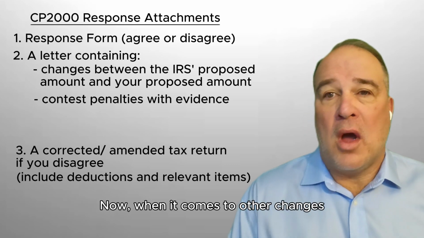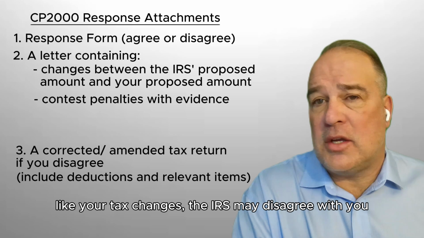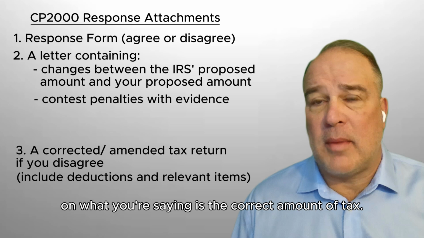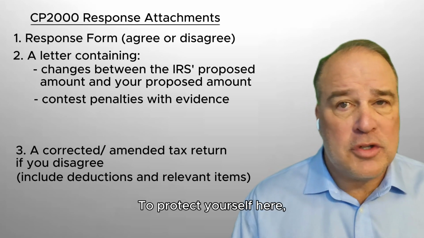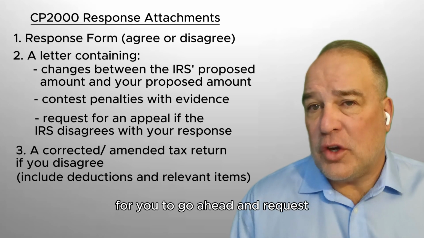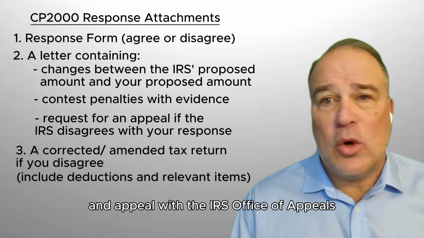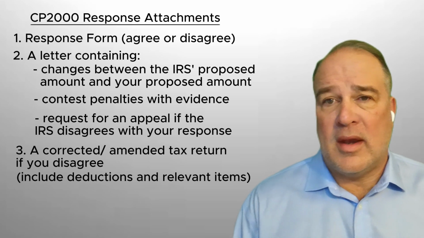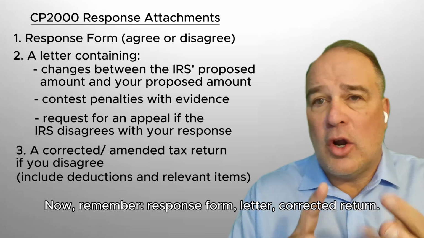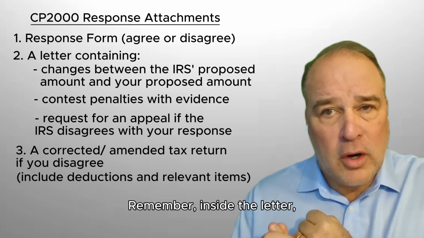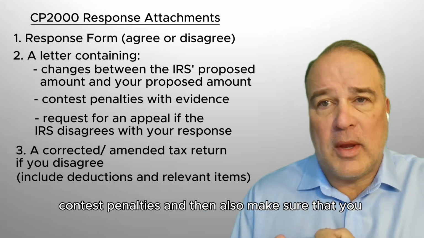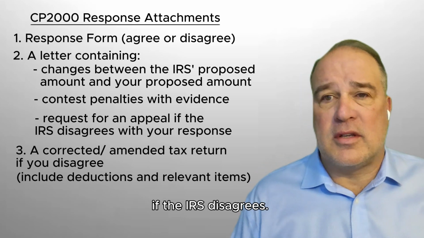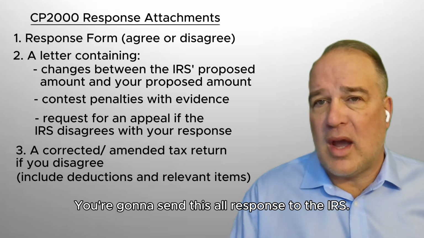Now, when it comes to other changes, like your tax changes, the IRS may disagree with you on what you're saying is the correct amount of tax. To protect yourself here, I want you in your letter to request an appeal with the IRS Office of Appeals if the IRS does disagree. Now, remember: response form, letter, corrected return. Inside the letter, contest penalties, and also make sure that you request an appeal if the IRS disagrees. You're going to send all of this with the response form to the IRS.